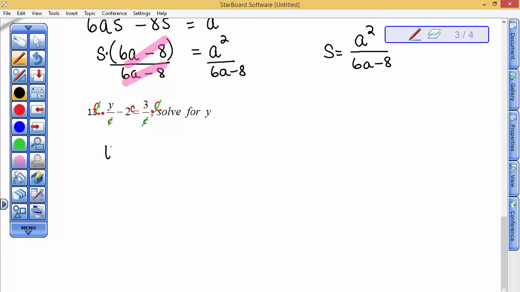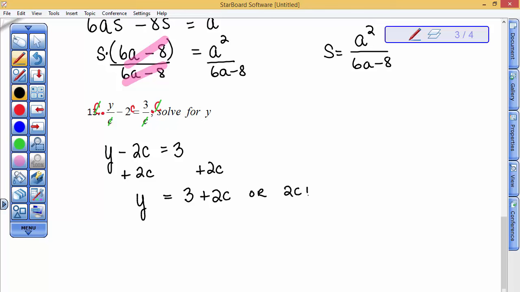So the first term will be a y, the next one will be a minus 2c, and the last one will just be a 3. I'm looking to solve for y, so I've got to get rid of the 2c, so I'm going to add 2c to both sides, and I'm done. Y is the only thing on the left, and it's equal to 3 plus 2c, or don't forget that you could write this as 2c plus 3.